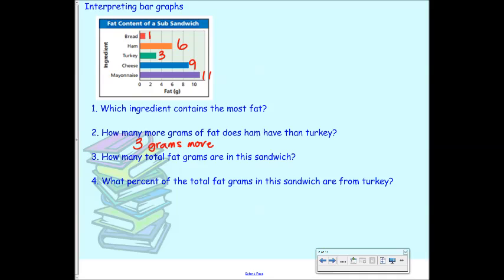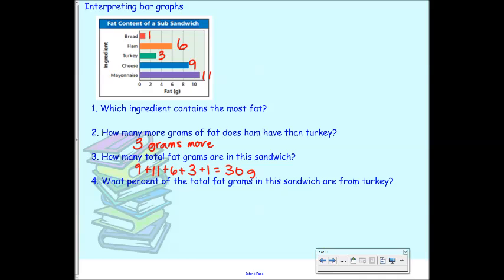All right, what's 9 plus 11? Plus 6? Plus 3? 29 plus 1 is 30. So Matthew, ultimately, all together, it has how many? 30 what? G. Do I need that G? Yes. Yeah, it's just my unit, right? I need to know what I'm talking about. So 30 grams.